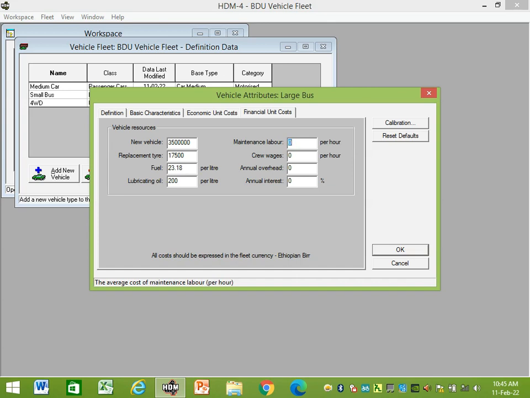Maintenance labor, large bus, financial 156. Crew wages 46.87. Overhead 70,000. Check me, overhead, 10% interest rate. Okay?